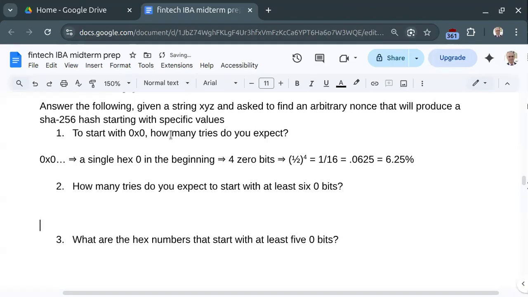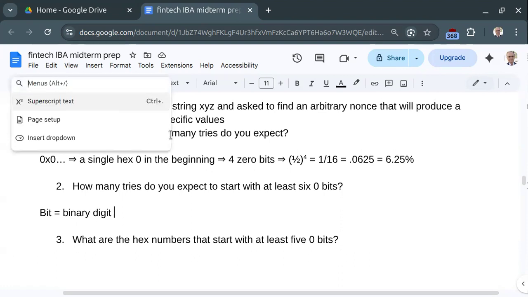So let us now go to the next problem. The next problem asks how many times we expect to try in order to start with at least 6 0 bits. Be careful now. Remember, a bit is a binary digit. That's what a bit is. It's not the same as a hex digit.